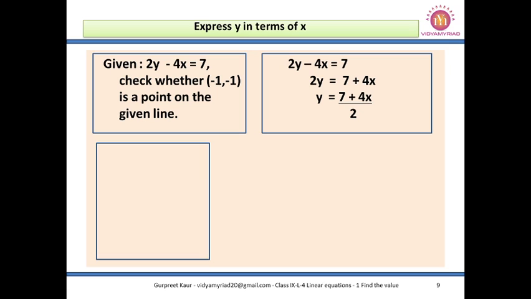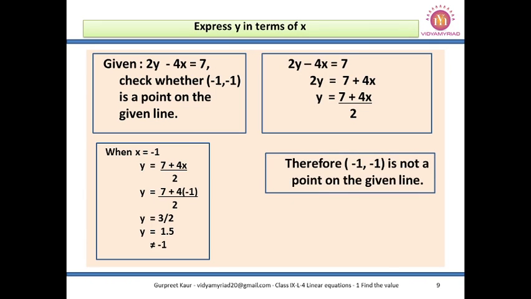Now see that, choose any point. Let x is equal to minus 1. It is given in the question. We want to see whether the value of y is minus 1 or not. So when I put this, the y value is coming as 1.5, which is not equal to minus 1. So the y coordinate is not minus 1, which means the point minus 1, minus 1 is not a point on the given line, because when your x is minus 1, your y is 1.5. It cannot be minus 1. So minus 1 and minus 1 cannot lie on the given line. So hence they are not the solutions.